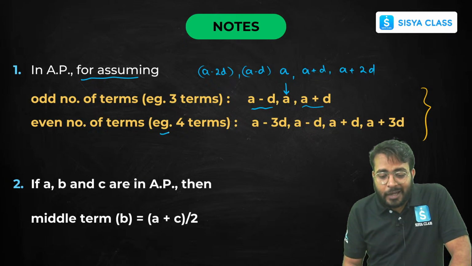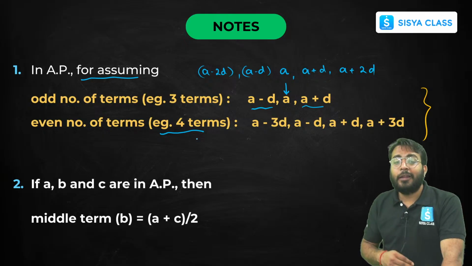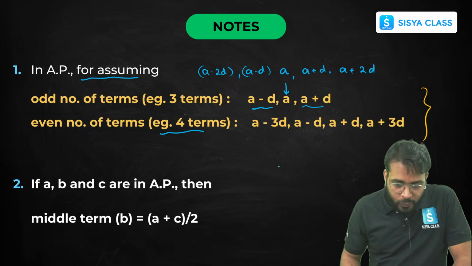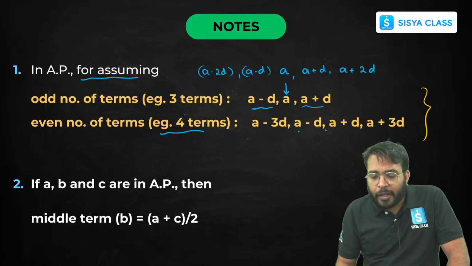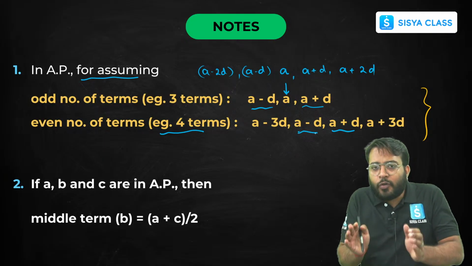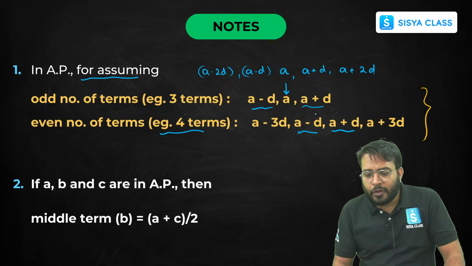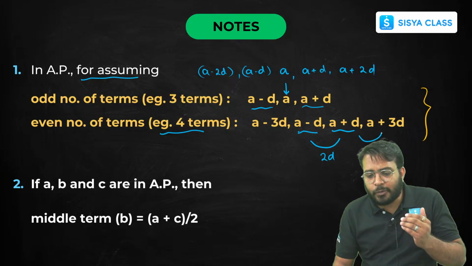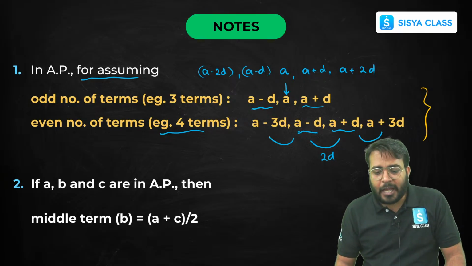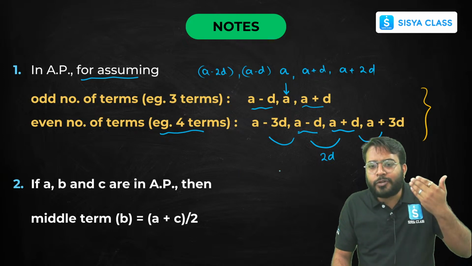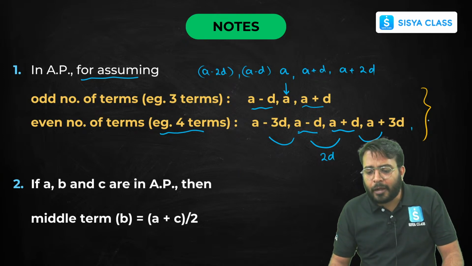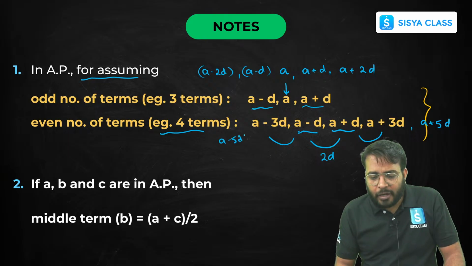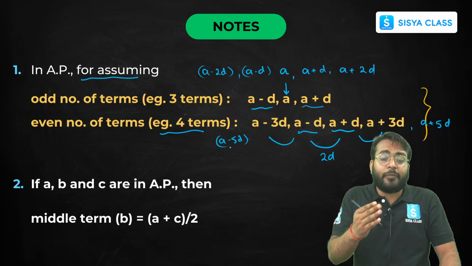And if you want to assume an even number of terms, if you want to assume 2 terms, or 4 terms, or 6 terms, dear, what you will do is take a plus d and a minus d as your middle terms. A plus d, a minus d. So what is the common difference between these two? The common difference between these two is 2d. So what will the next term be? a plus 3d. And the term after that? a minus 3d. If you want to assume 6 terms, what else will be added? a plus 5d, and here a minus 5d. Alright, so in this way you have to assume even number of terms and odd number of terms.